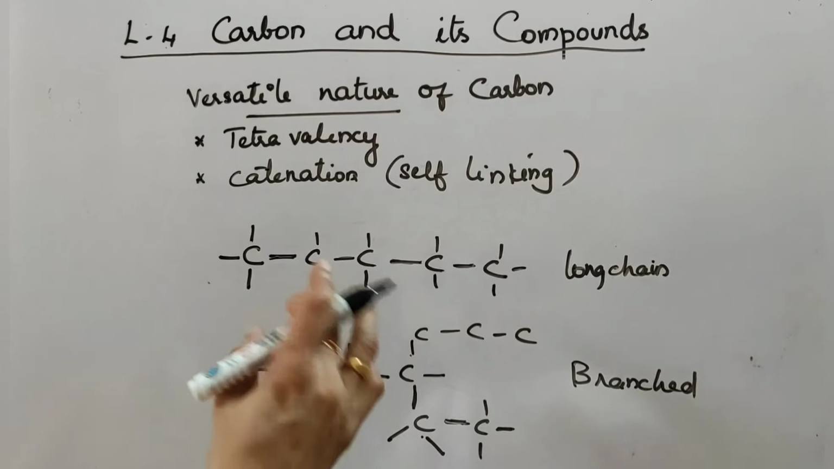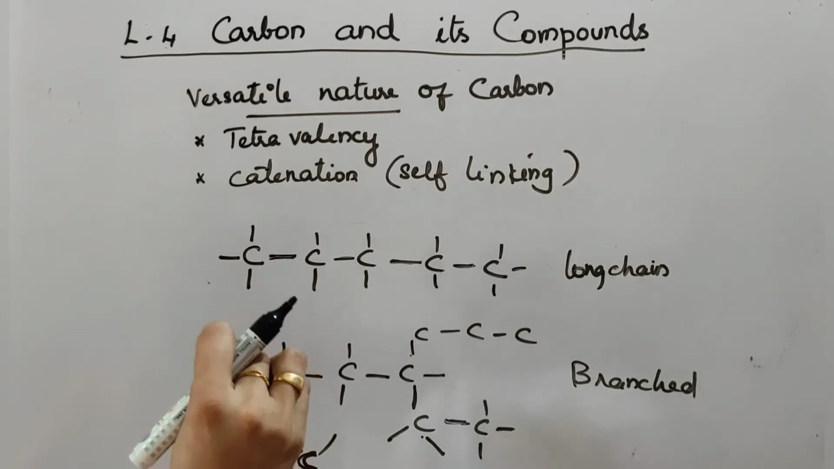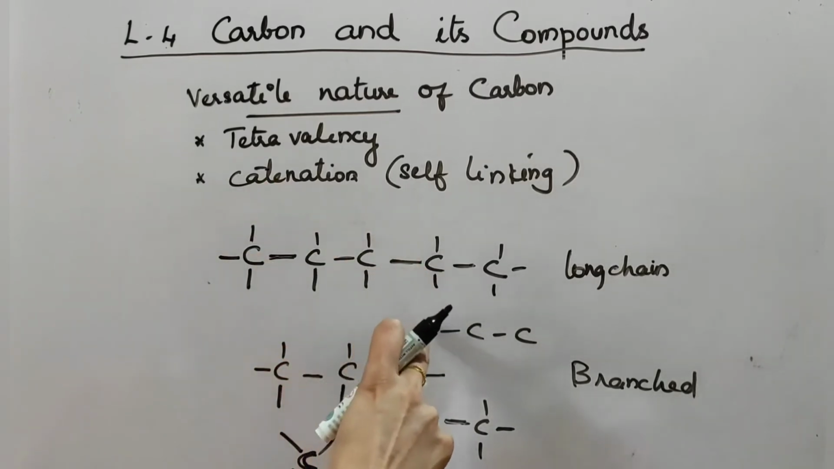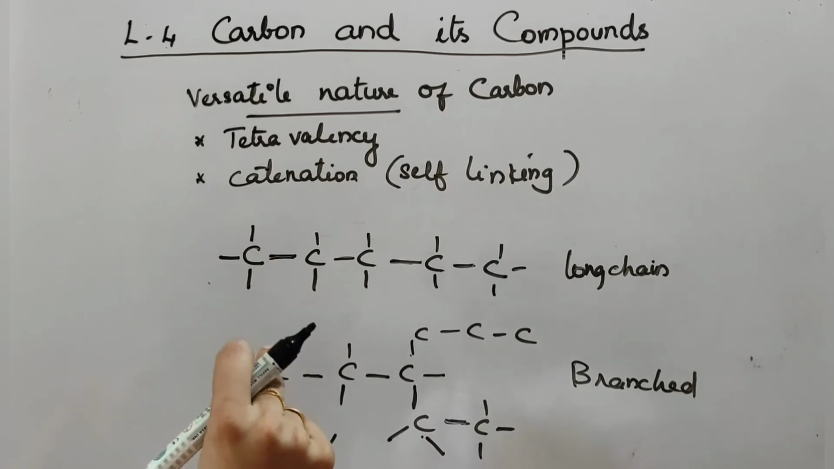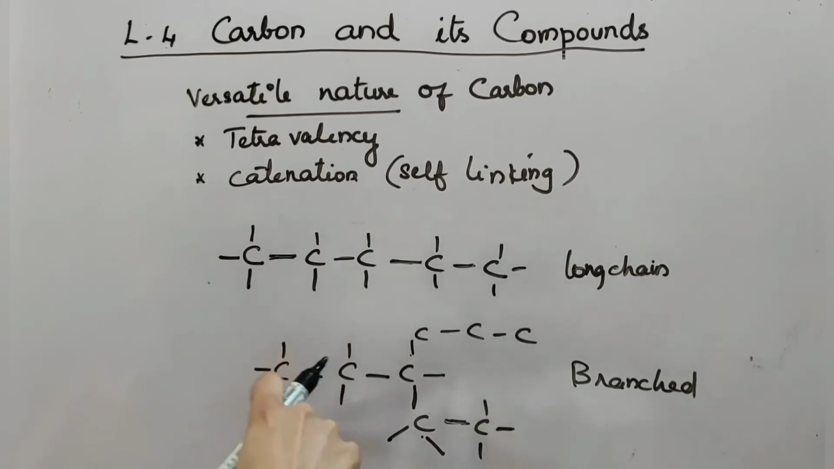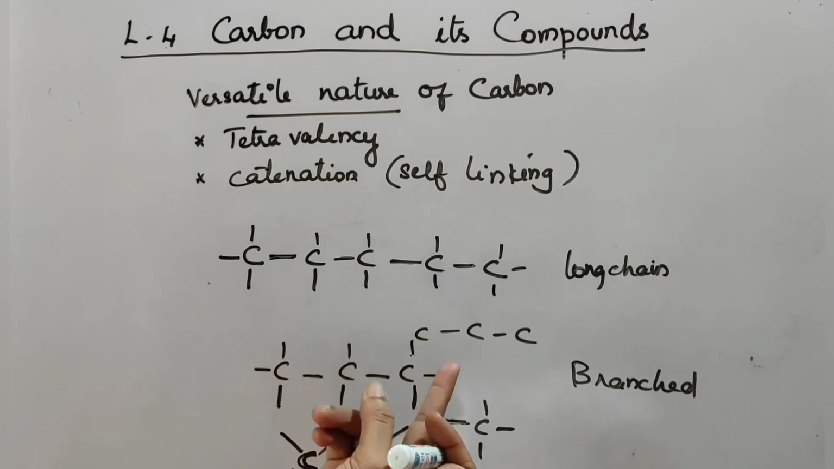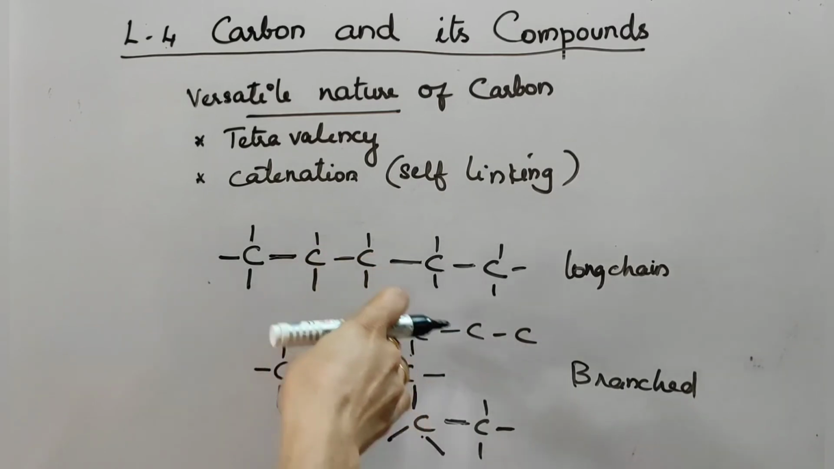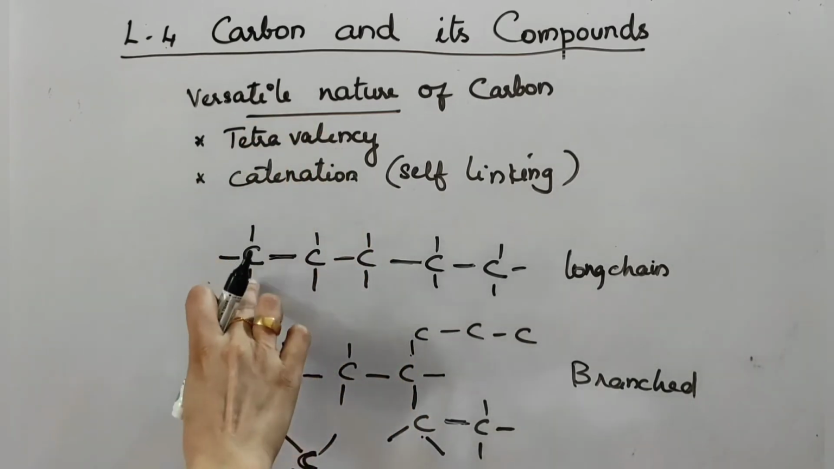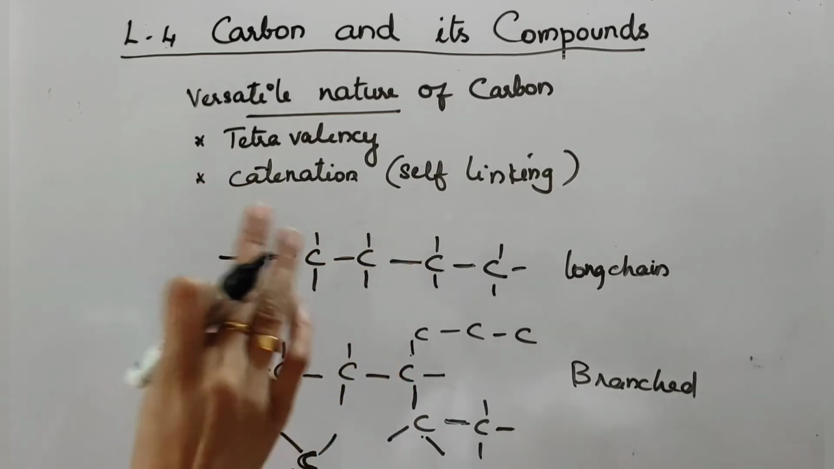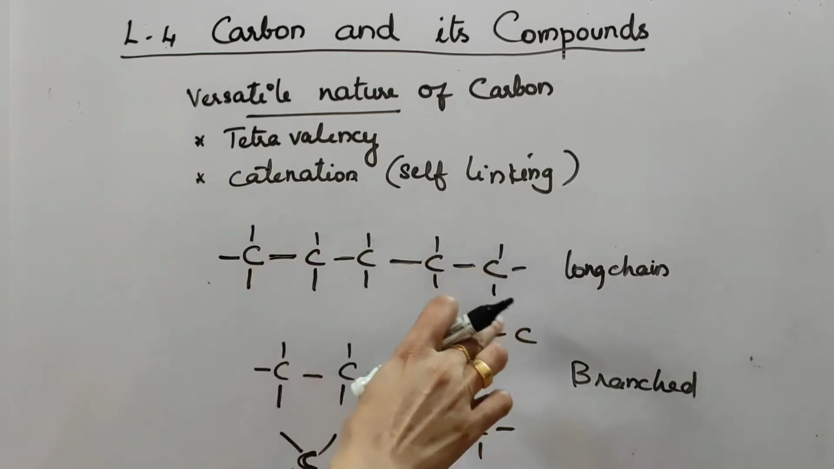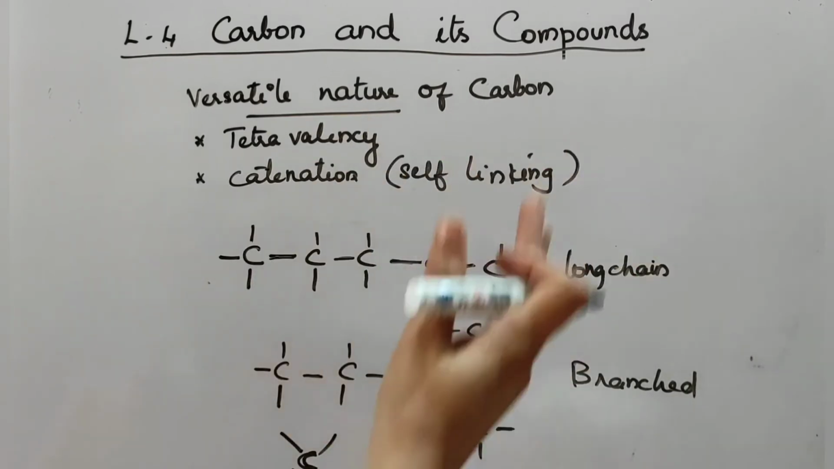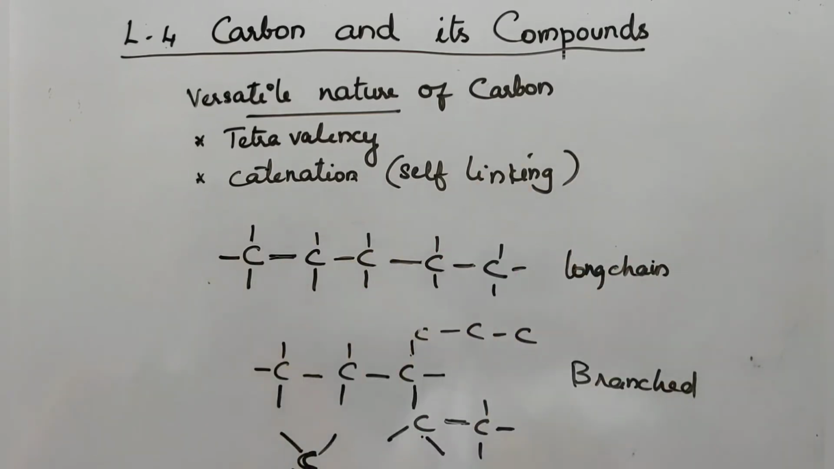So how can you define this catenation? The property of carbon atom due to which atoms can join with one another to form long chains of carbon is called catenation. And the existence of this large number of carbon atoms is because the valency of the carbon is 4. Due to this valency of 4, carbon atom can form covalent bonds with a number of carbon atoms as well as a large number of other atoms also.